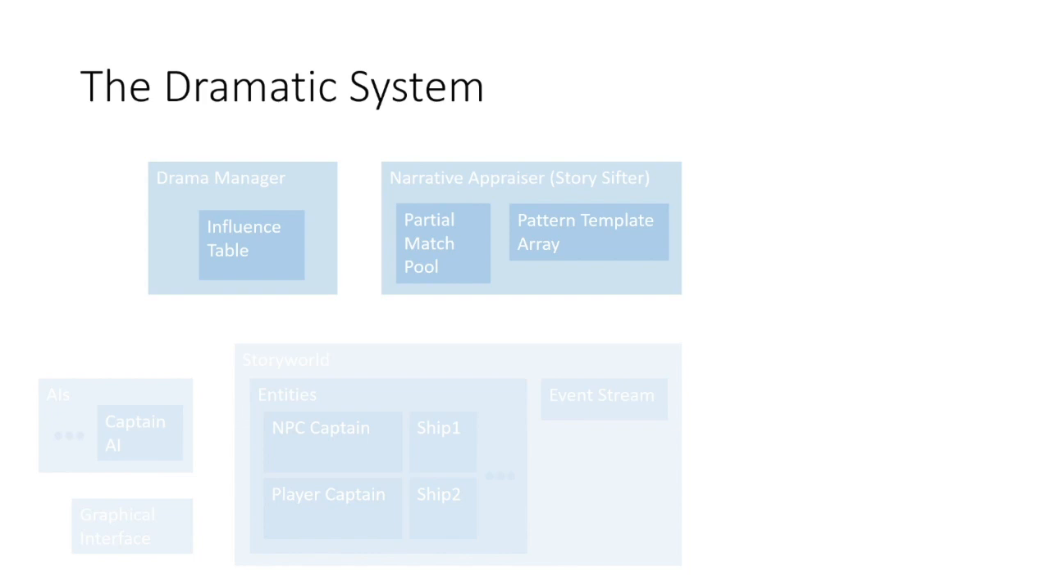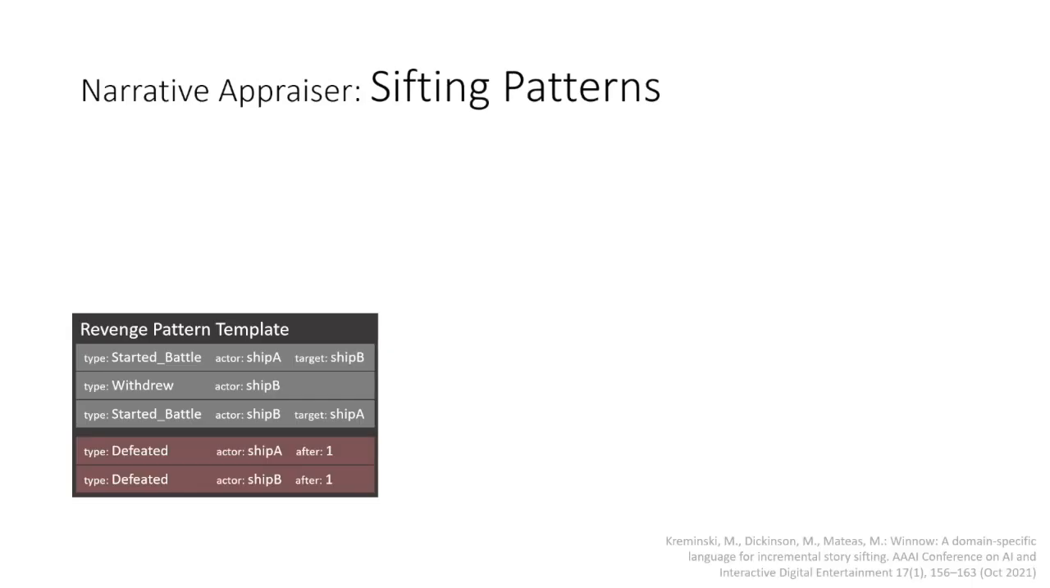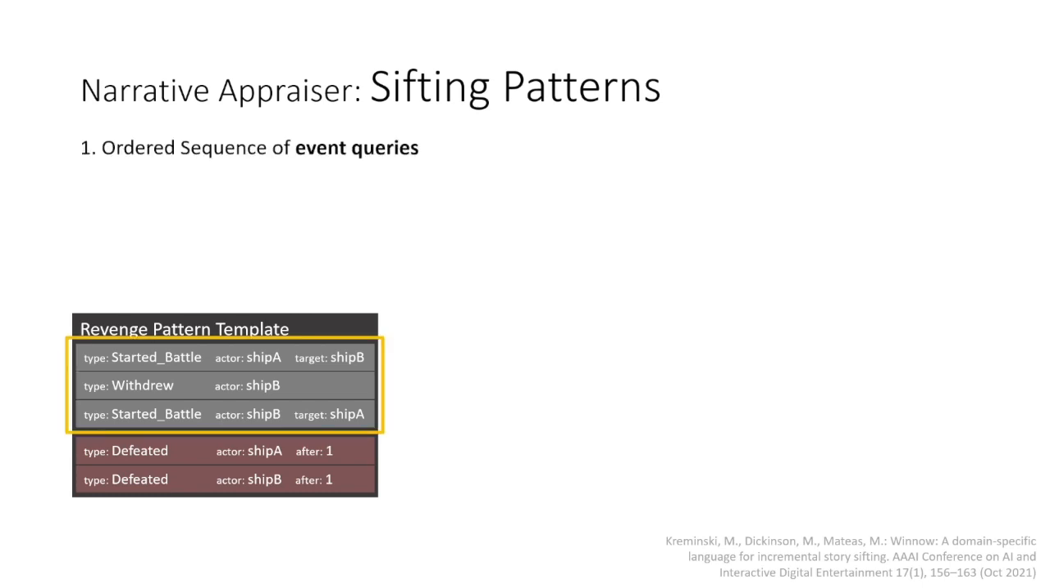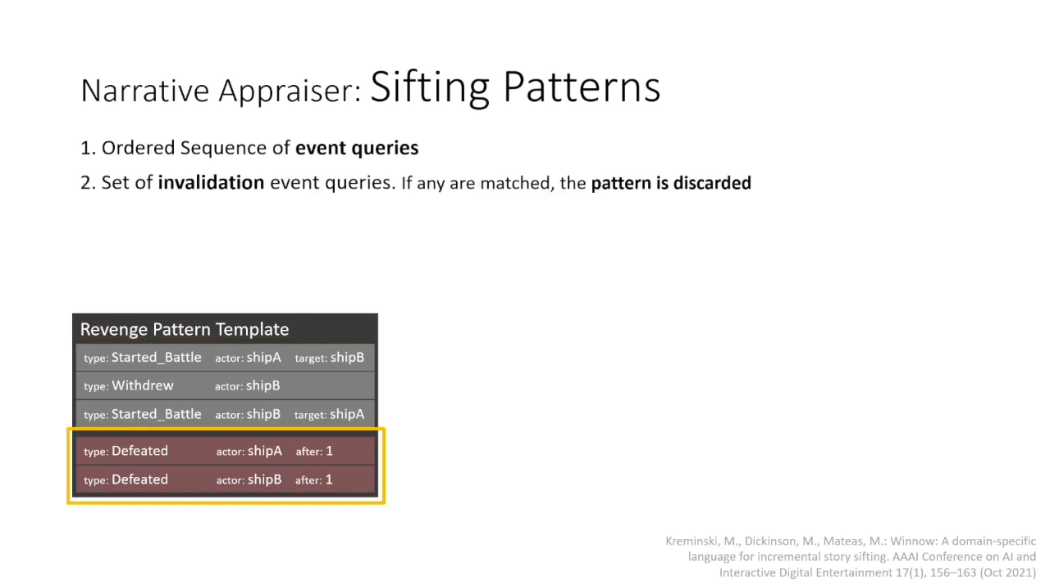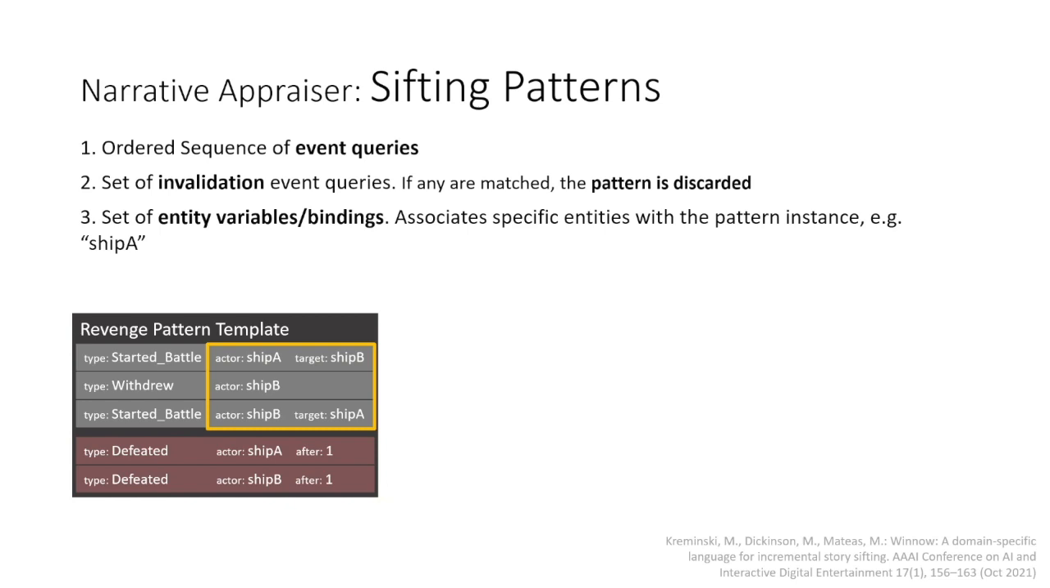The first component we will look at here is the narrative appraiser component. This uses story sifting to look for dramatic sequences emerging within our simulation, and this functions using sifting patterns. A sifting pattern is a generic representation of a set of interesting event sequences. Here we see a sifting pattern template. It consists of an ordered sequence of event queries, each of which generically describes a set of criteria that an event must meet to be considered a match. Next, a set of invalidation event queries. If any of these are matched, the pattern is invalidated and discarded. And finally, entity variables, which allow specific entities in the game to be referenced in the criteria of future events.